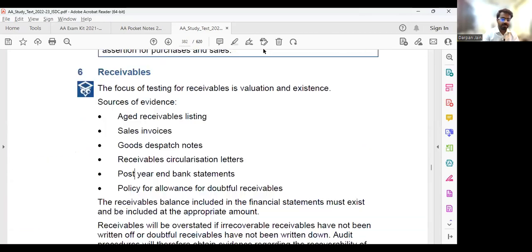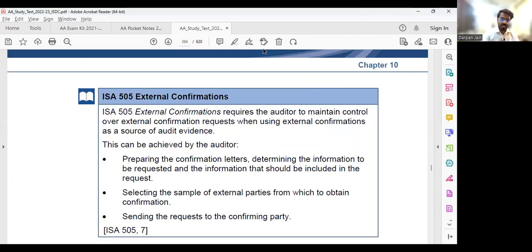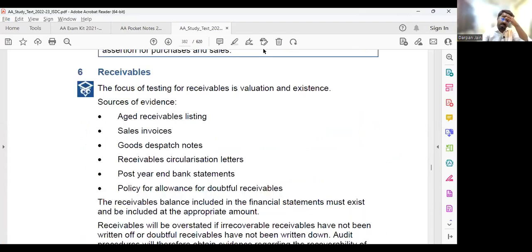Inventory is done. Next, receivables. Your trade receivables or your debtors. Now, for these receivables, your trade receivables or your debtors, what are the different sources of evidence? See the different sources of evidence. Read them.